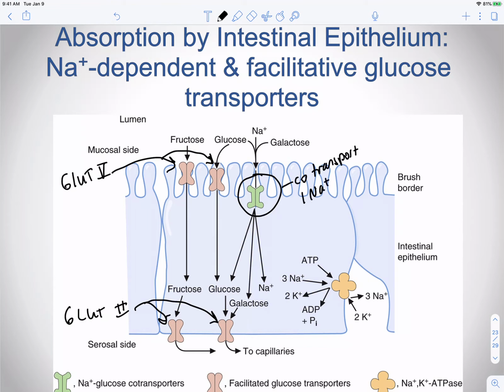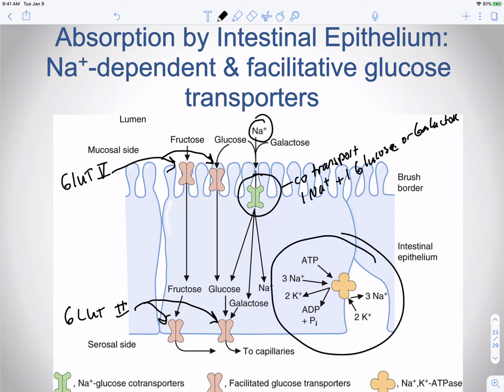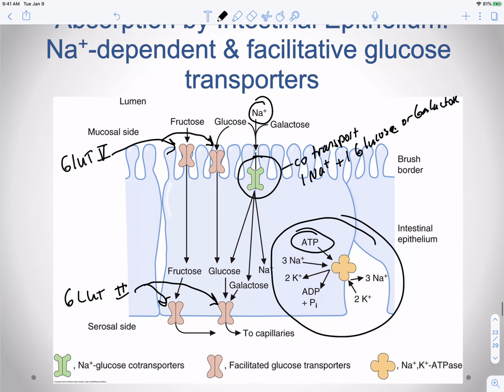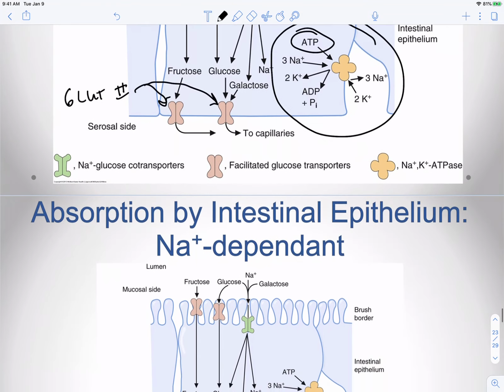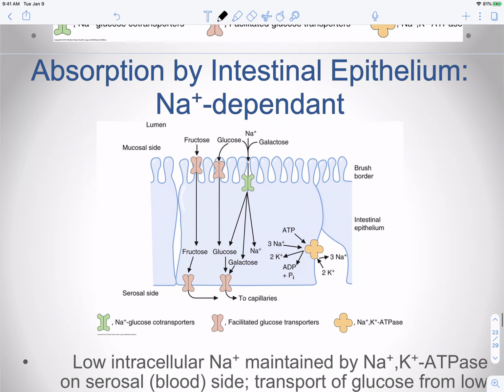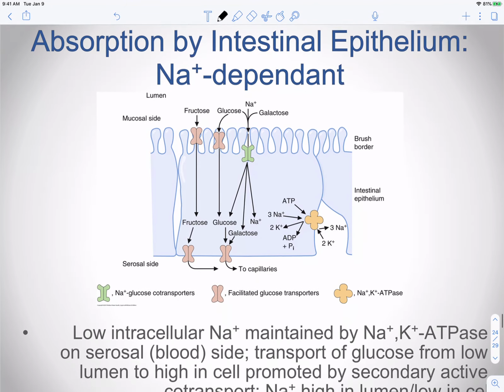So it's 1 sodium plus 1 glucose or galactose. Now, the sodium co-transporter has to be maintained by a sodium-potassium pump, and the sodium-potassium pump is an ATP-driven pump. It's going to maintain the ability of sodium to enter with glucose. So it's going to make sure the concentration of sodium is lower inside the cell so it can bring in the sugars.